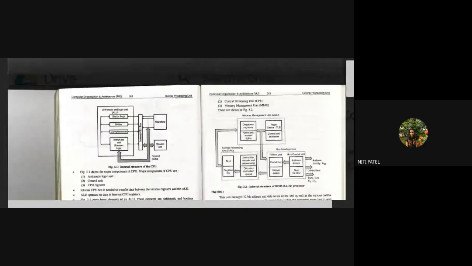What is the function of the register? To store the data temporarily until it is stored in the memory of the computer system. So we have different types of registers depending upon the type of processor. We'll be studying what those different registers are in this lesson.